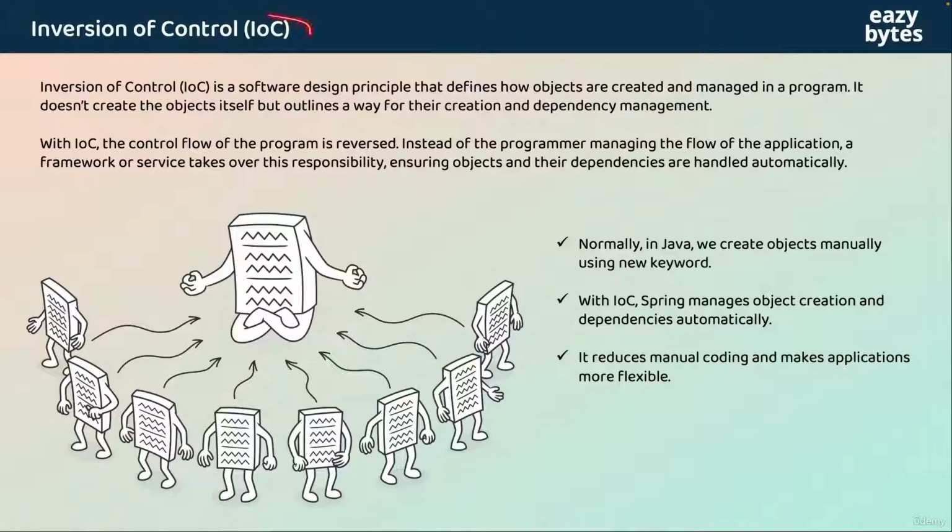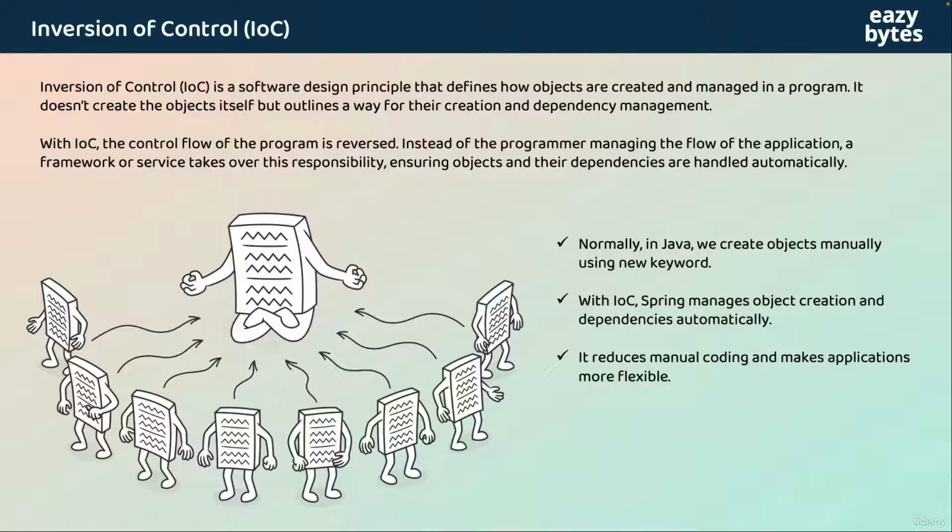Inversion of control is one of the core principles on which Spring Framework was built. Let's try to understand what this inversion of control is. Inversion of control is a software design principle, or a guideline or a standard, that defines how objects are going to be created and managed in a program.